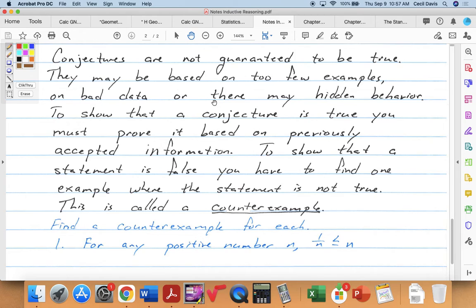Okay? So, for example, going back to something we talked about earlier, let's say that when I was a kid, tall people picked on me. And so I decided tall people are mean.